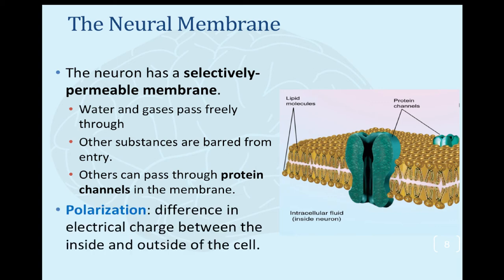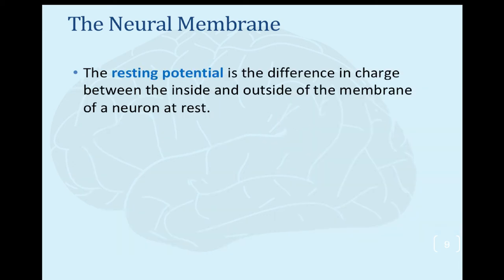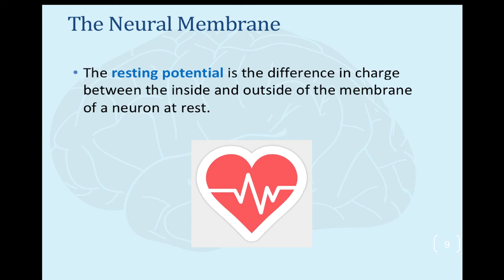We see that there's a polarity or a polarization between the inside and the outside of the neuron. So it's the difference in electrical charge between the inside and outside of the cell. And that polarization is going to be important as well. The resting potential is the difference in charge between the inside and the outside of the membrane when the neuron is at rest. So you can think of the neuron as sort of like your heart. And your heart beats, but there are also periods when it's not beating, right? So it'll beat and then take a little break, beat, take a break.